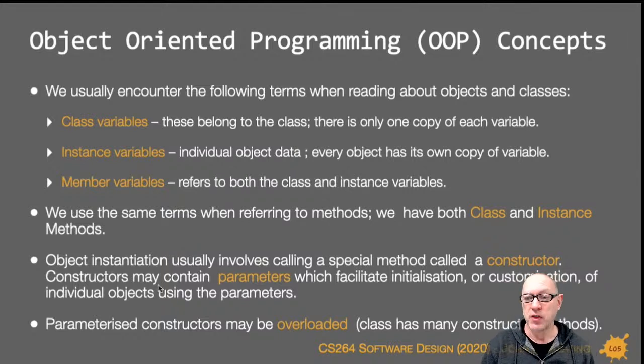So some more concepts then. When we tend to encounter these terms, when we read about objects and classes, then we have class variables. We've seen this before, and these belong to the class. There's only one copy of each variable.